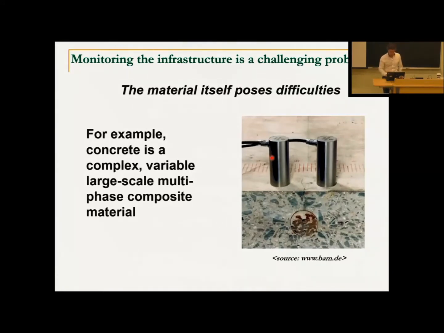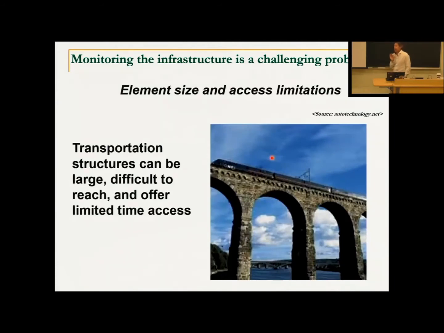So the material is complicated, and the size and access is complicated. Normally, infrastructure elements are large. A large volume of material needs to be inspected. And it's not easy sometimes to get access to that material directly, right? They can be large and difficult to reach. These are the challenges that we need to overcome to be able to have fast, accurate, and inexpensive scanning technology. Right? These are the challenges.